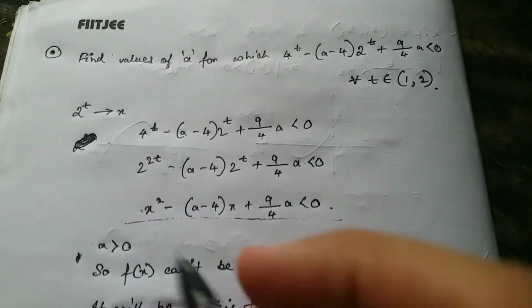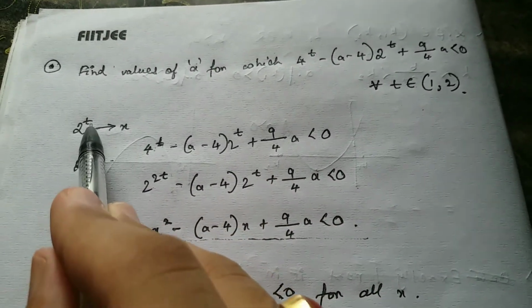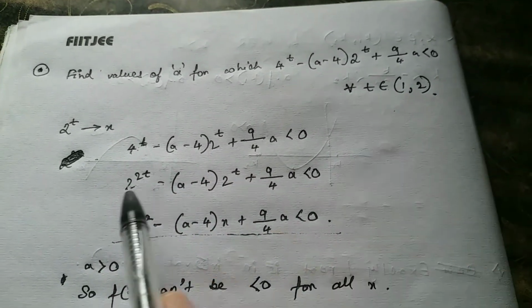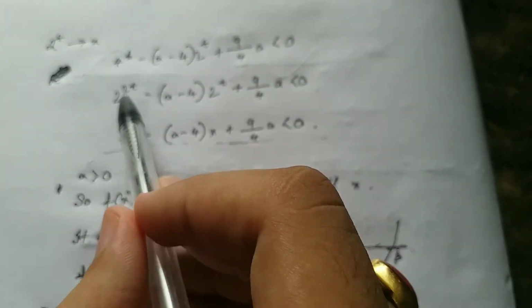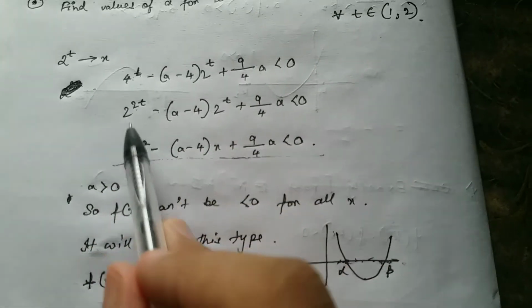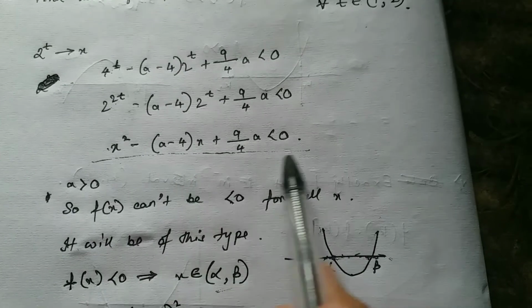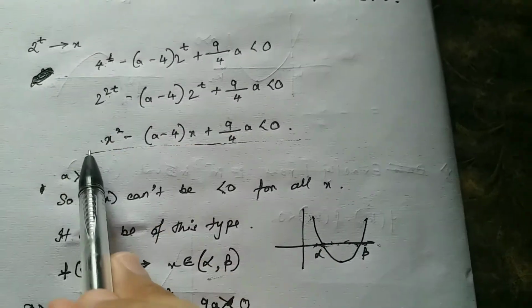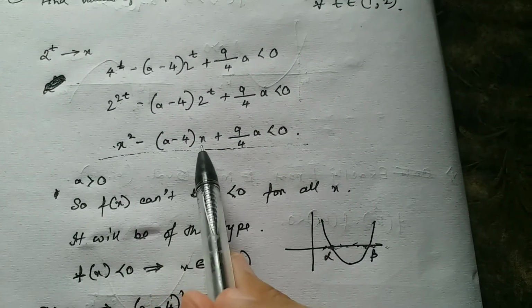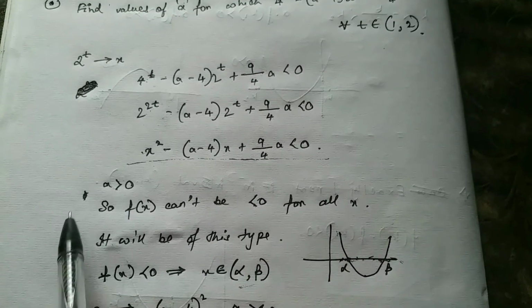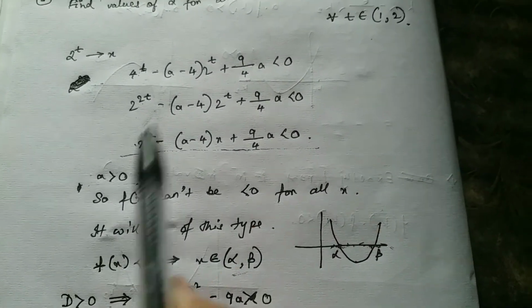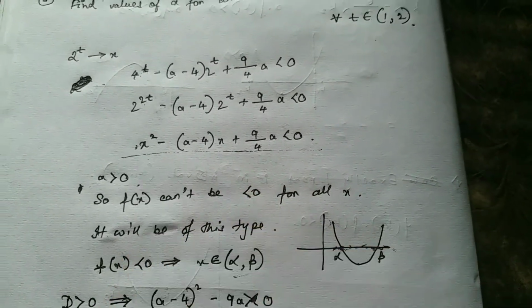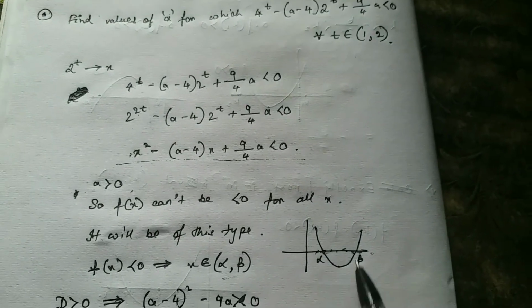So this is the solution. We take 2^t as x, then we simplify this equation. 4^t we can write as 2^(2t), since 4 is 2². We get this equation and we put x in place of 2^t. So we get x² minus (a minus 4) into x plus 9 by 4a is lesser than 0. So a is greater than 0. Here we can clearly see it. Since a is greater than 0, the graph has to be of this type.